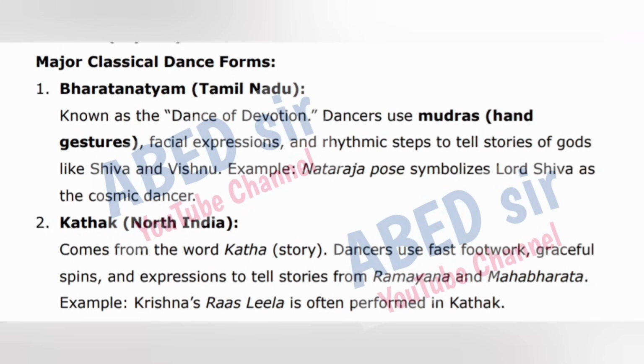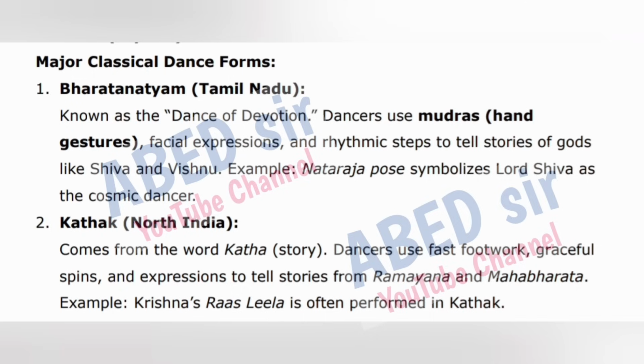Major classical dance forms. 1. Bharatanatyam, Tamil Nadu. Known as the dance of devotion. Dancers use mudras, hand gestures, facial expressions, and rhythmic steps to tell stories of gods like Shiva and Vishnu. Example, Nataraj pose symbolizes Lord Shiva as the cosmic dancer.